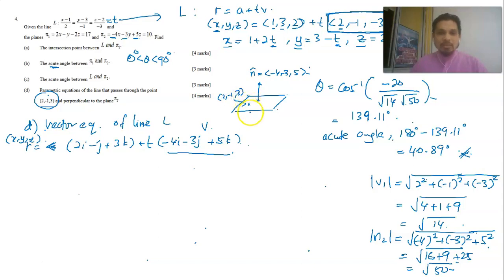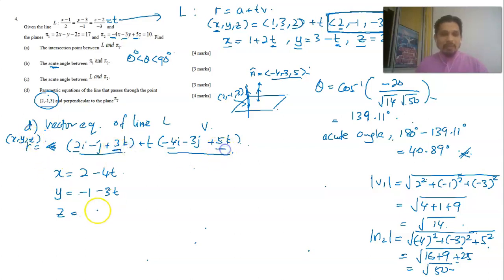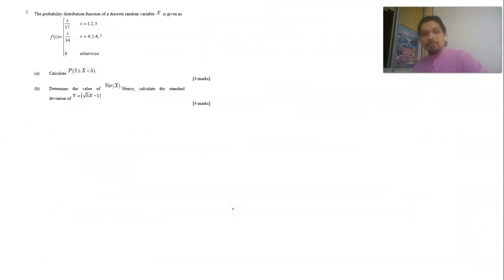So the line passes through the point and is perpendicular to the plane, so r equal to a. A is the point coordinate 2, negative 1, 3, and our reference now is the vector normal to the plane, negative 4, negative 3, and 5. Okay, so in parametric equation, x equal to 2 minus 4t, y equal to negative 1 minus 3t, z equal to 3 plus 5t. Get it?